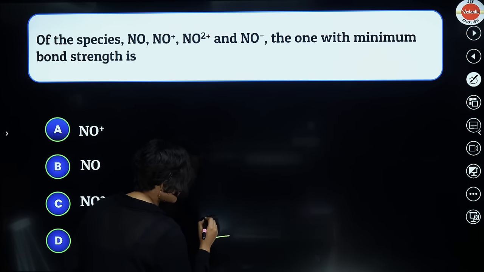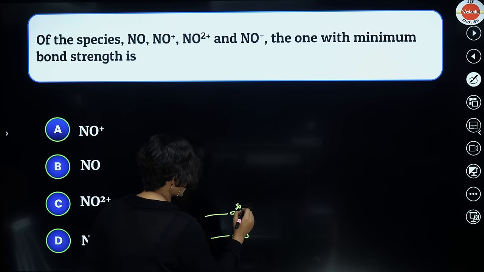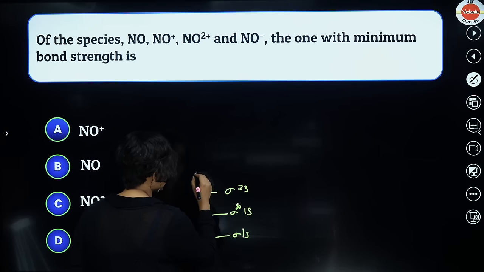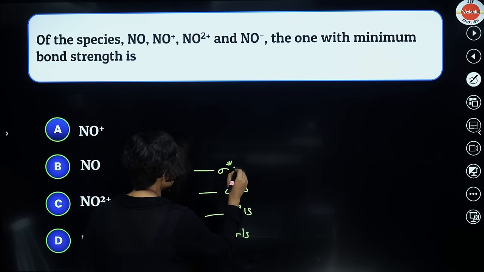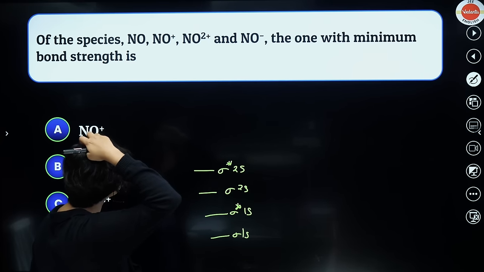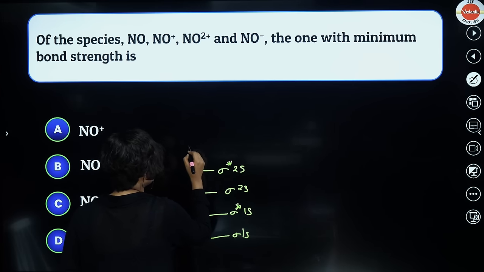So you will have 1s sigma, 1s sigma star, 2s sigma, 2s sigma star, right? Okay, now what we're going to do is, let's just draw it as this.